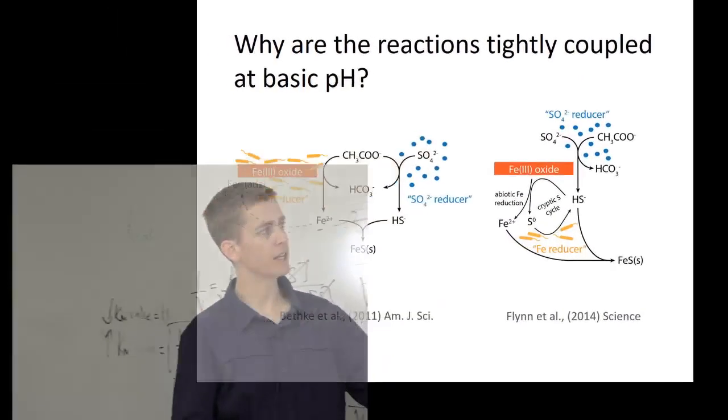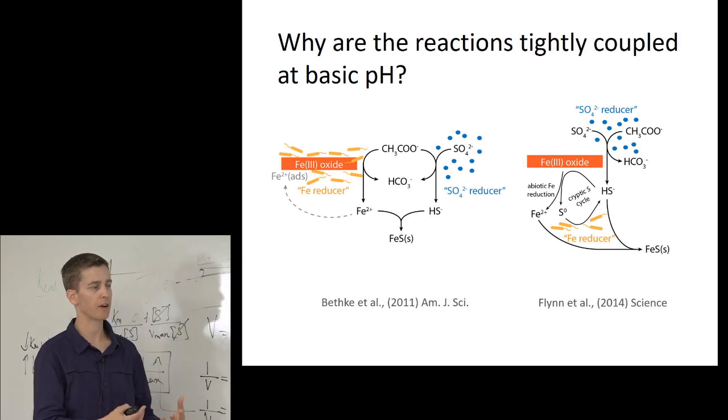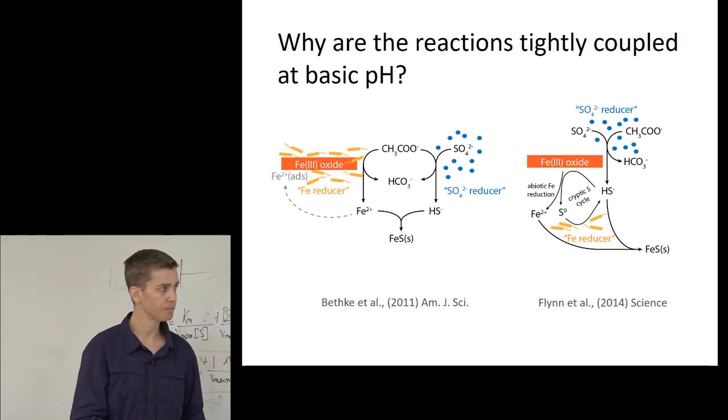And so it might be that they switch to that strategy as pH increases because biological iron reduction becomes less favorable.